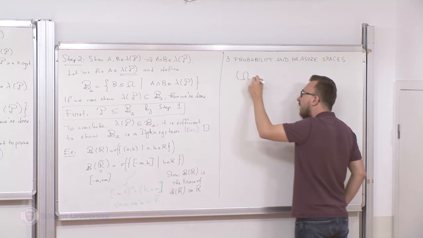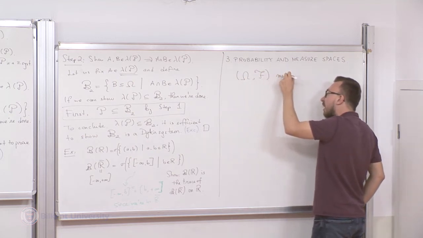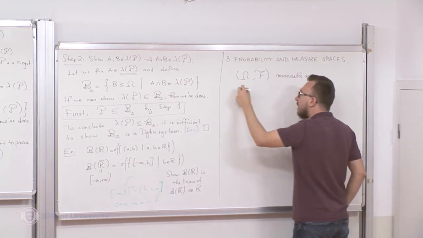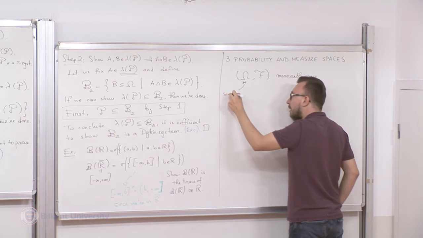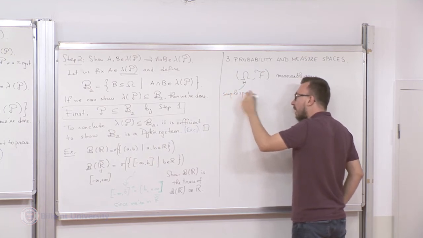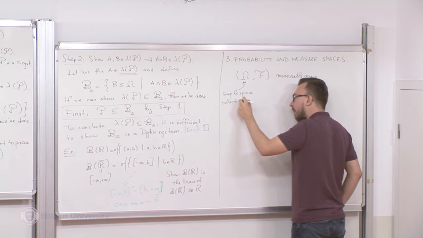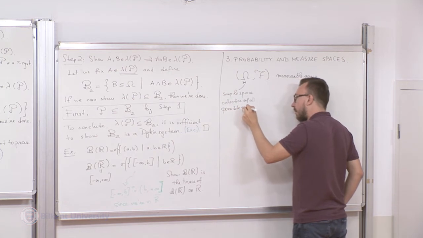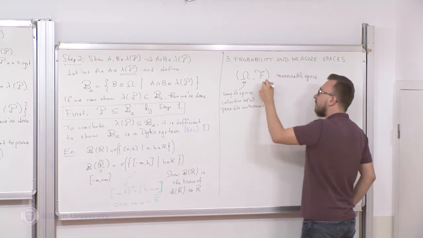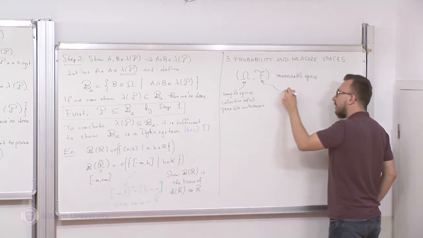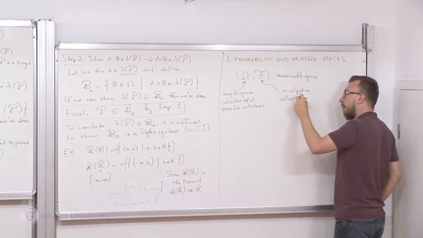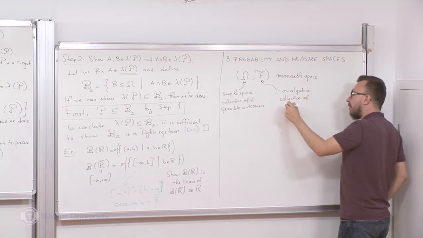So far we had only a measurable space. This is a collection of outcomes. It's the sample space, the collection of all possible outcomes. And this is the Sigma-Algebra, which is the collection of interesting events.